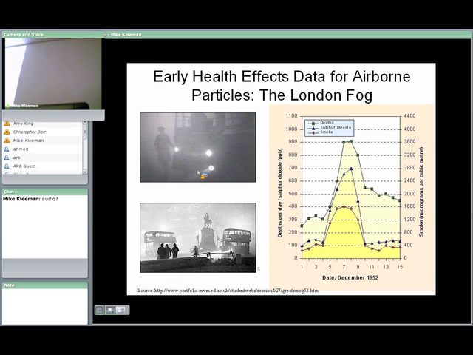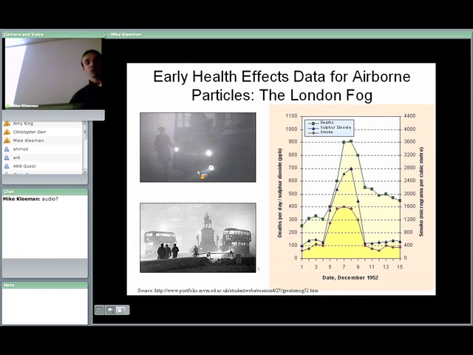So health effects of particles, this is data from one of the earliest acknowledged health effects events, the so-called famous London fog event. And this happened in London, England in December 1952, and a severe winter stagnation event occurred where the atmosphere just got very, very quiet, and all the things that were burning in London at that time stayed very close to the ground because the atmosphere was so stagnant.